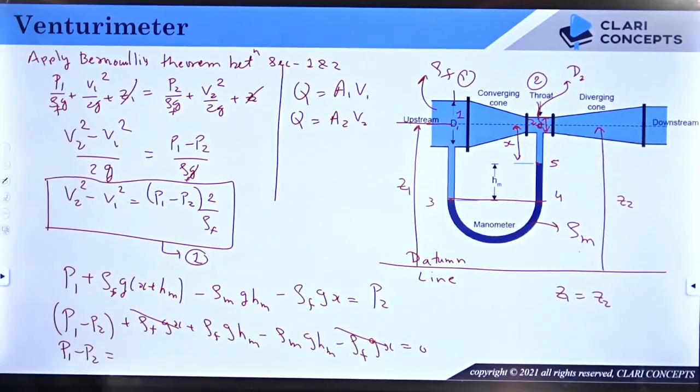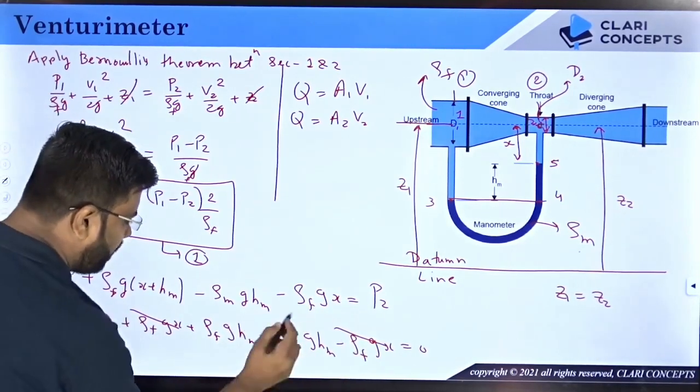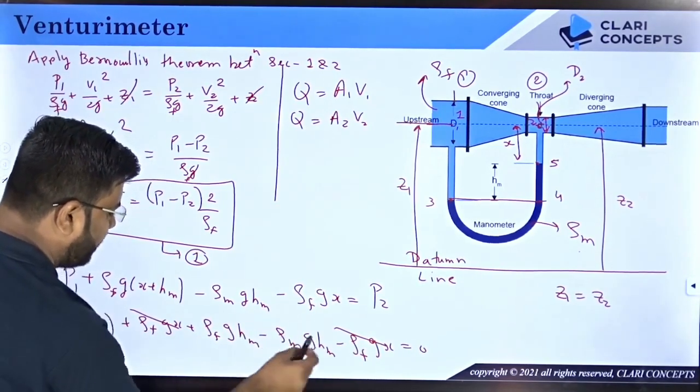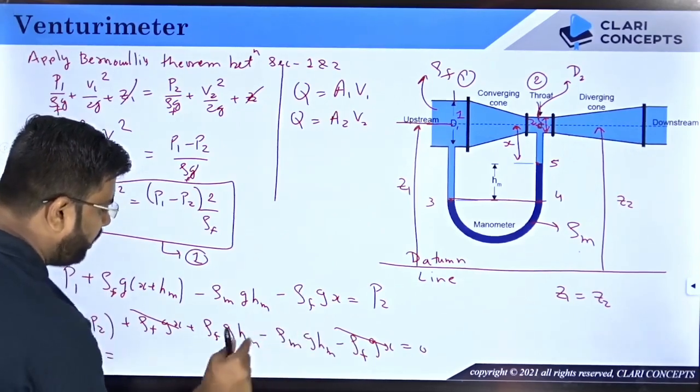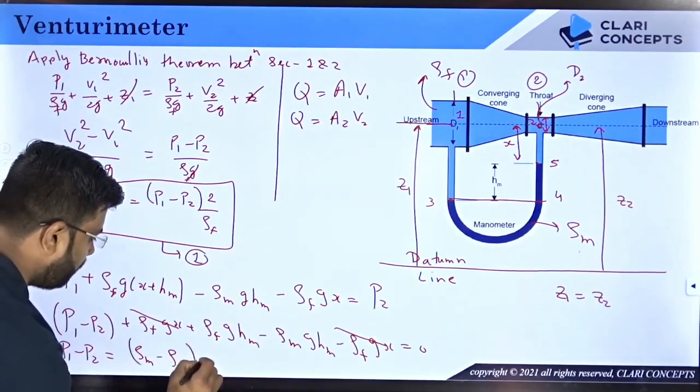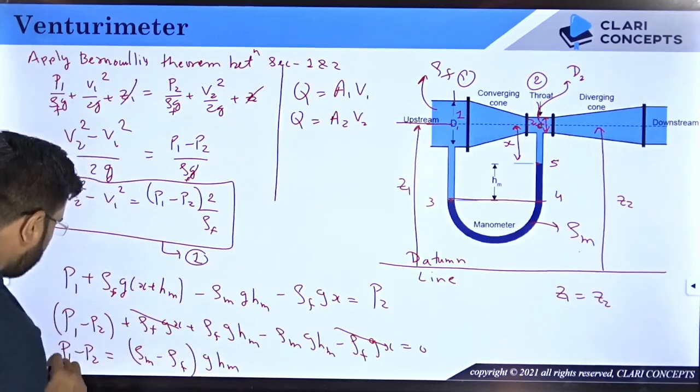P1 minus P2 will be equals to, when you take this to the right hand side, this will become plus, this will become minus. So when this is plus, you can take G, HM common. So you can say rho M minus rho F in bracket G, HM is the pressure difference, isn't it?